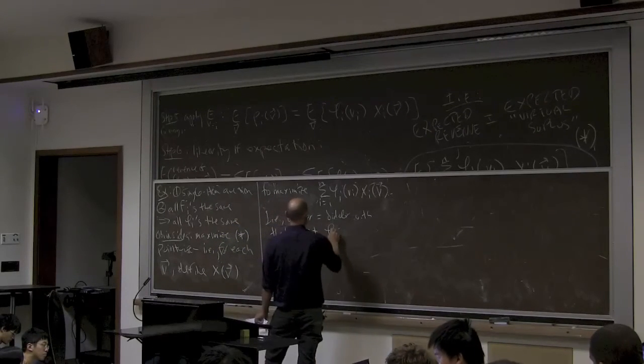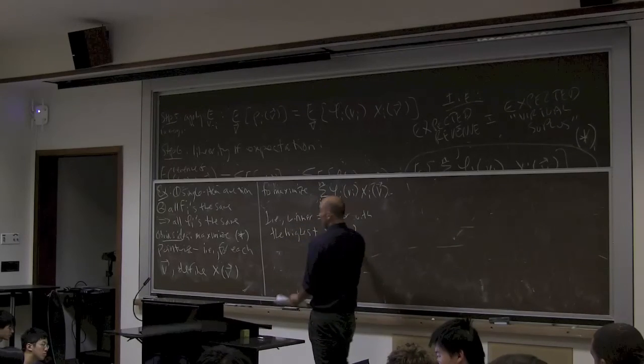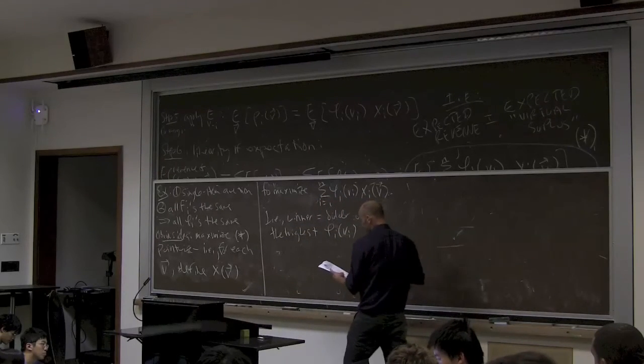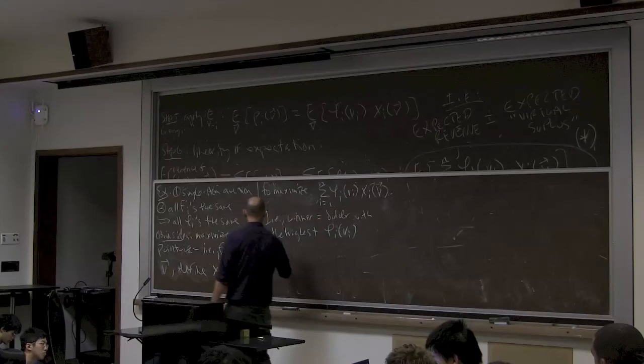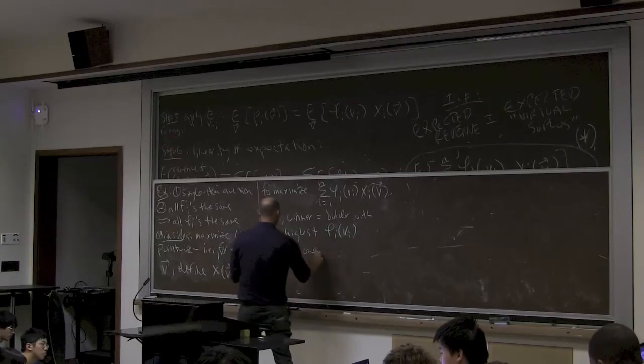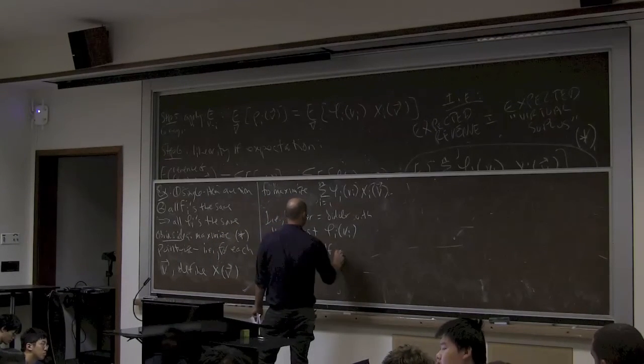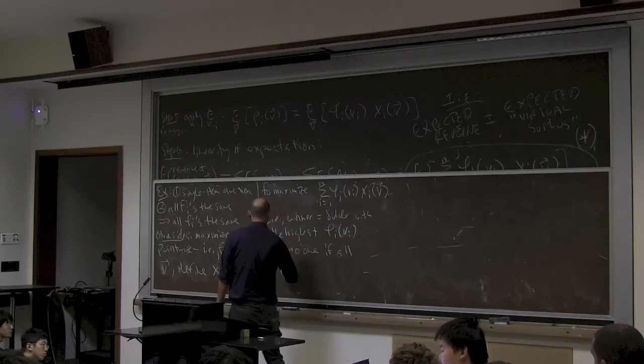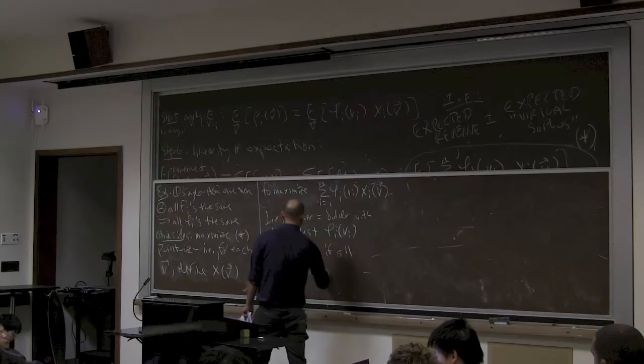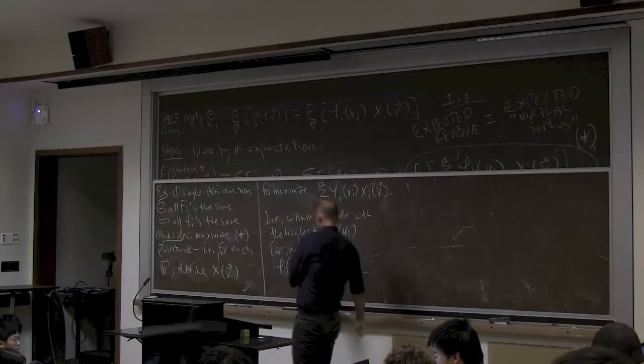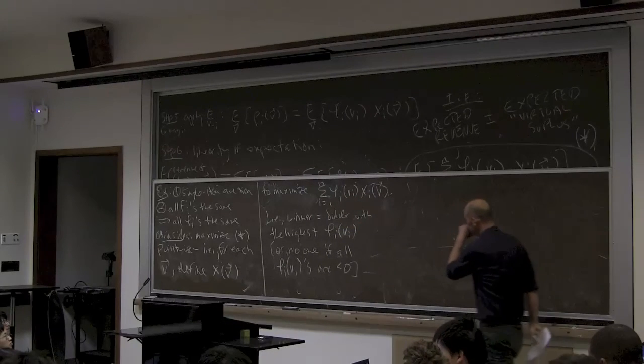Again, I'll just write phi_i of v_i, even though right now all of the phi_i's are the same function. Or no one if all phi_i(v_i)'s are negative. Okay?